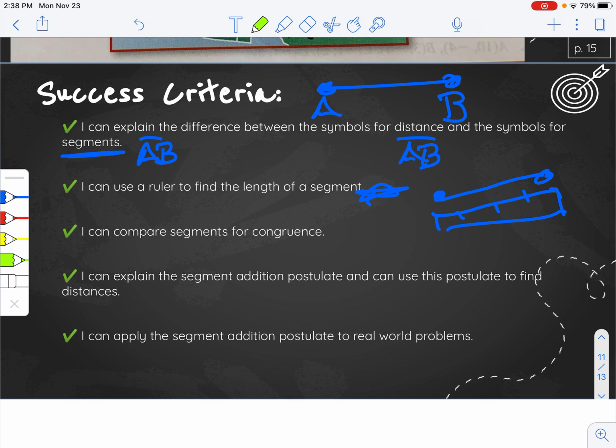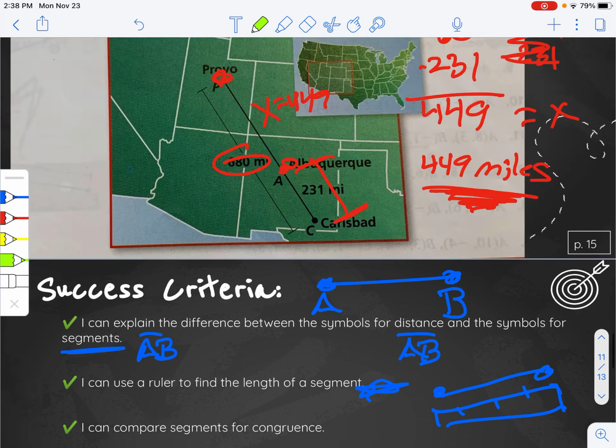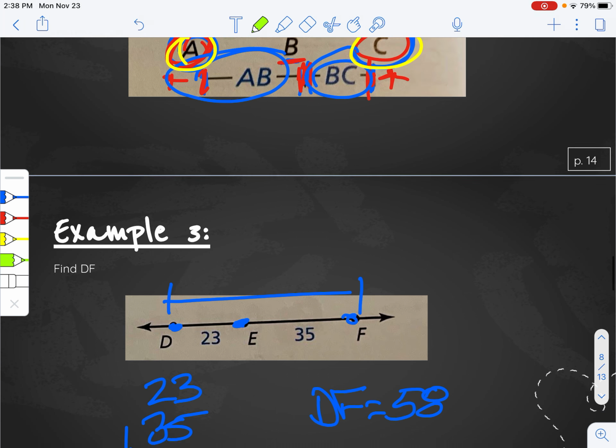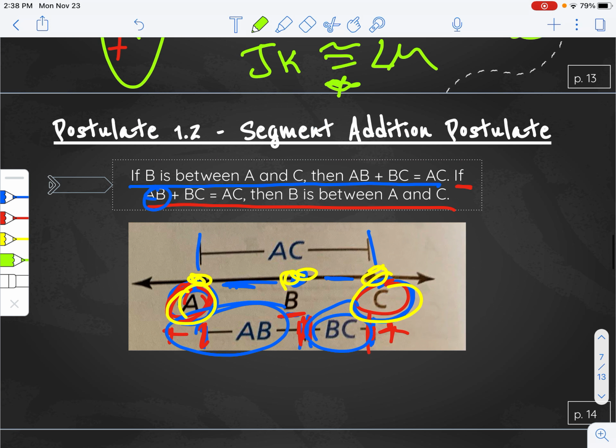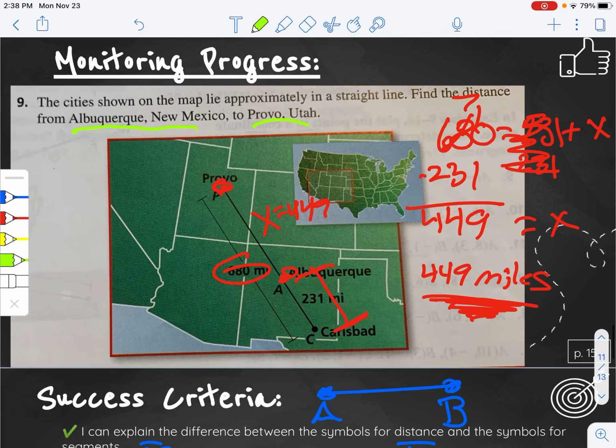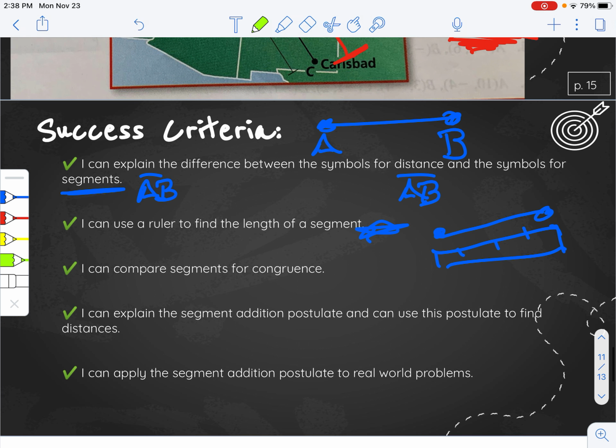I can explain the segment addition postulate and use the postulate to find distance. That's what we ended with, right? Remember, the segment addition postulate just says that, hey, if we take from here to here and add it from here to here, then we will get A to C. And I've got all kinds of circles and colors going on here, so that might be a little bit confusing, but it's just saying that if we add two segments, then we will get the total segment, really.